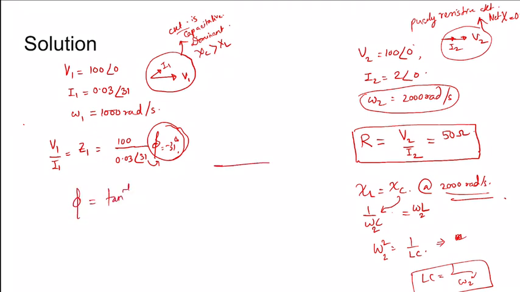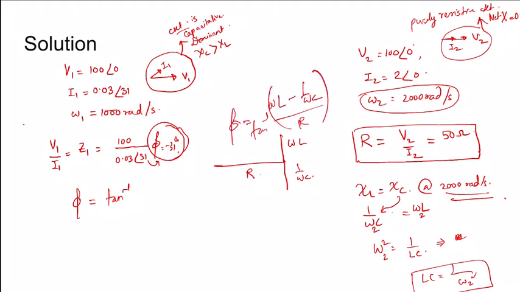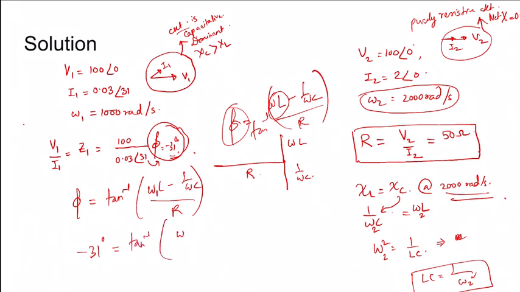So phi can be written as tan inverse. Now if this is the impedance triangle, R, this is omega L, this is 1 by omega C. Tan inverse of (omega L minus 1 by omega C) by R. If omega L is more than 1 by omega C, phi is positive. If omega L is less than 1 by omega C, it is negative. In this case, we see capacitive dominance, so it will be negative. And minus 31 is coming, so tan inverse of (omega L minus 1 by omega C) by R is negative. So the minus 31 degree, tan inverse, this is omega 1 obviously.